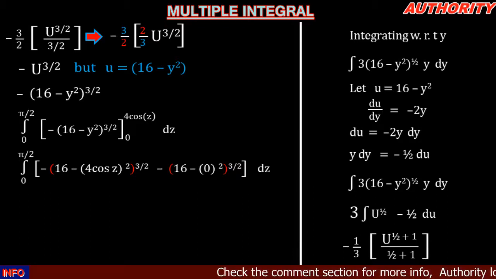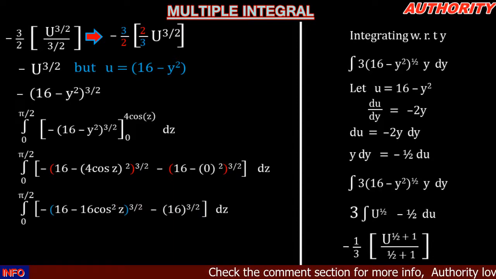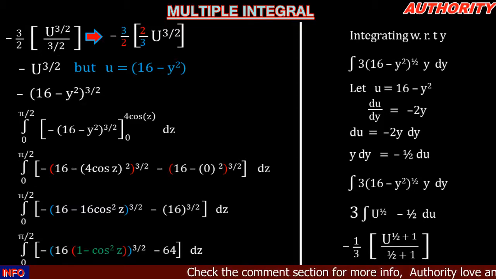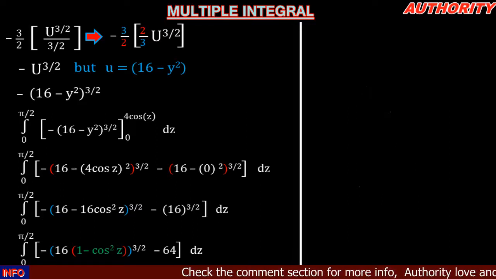Now let's go. In this place where we have 4 cos z squared, let's open the bracket. If you open the bracket, the square is going to be distributed to the content of the bracket. That means we're going to have 4 squared cos squared z. 4 squared is 16. So here we have 16 minus 16 cos squared z, all in bracket, raised to power 3 all over 2, minus, when we say 0 squared is 0, then we have 16 minus 0 is 16, and then we have raised to power 3 all over 2. Is that clear? Good. In this first bracket, we have 16 minus 16 cos squared z. Let's factor out 16. That means we're going to have minus 16, open bracket, 1 minus cos squared z, in bracket, raised to power 3 all over 2. Then when we say 16 raised to power 3 all over 2, what will it give us? It's going to give us 64.